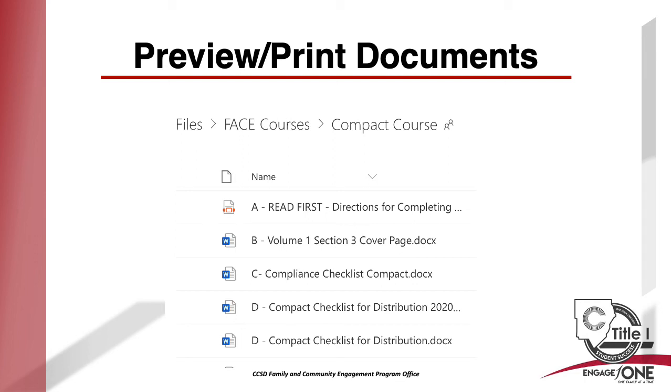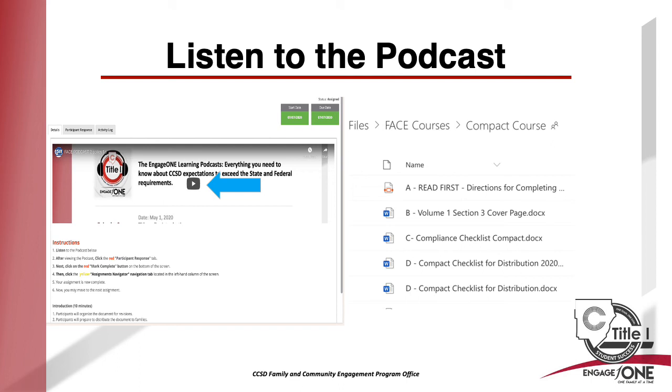A will be the read first document. The podcast will follow this document, so make sure to print it out. B will be your documentation cover page, and C will always be your checklist. Any items that follow, like D on this example, will contain other files that you will find helpful in completing the required documentation. Once all the documents are downloaded and organized in the order displayed, you can begin the podcast by clicking the play button.